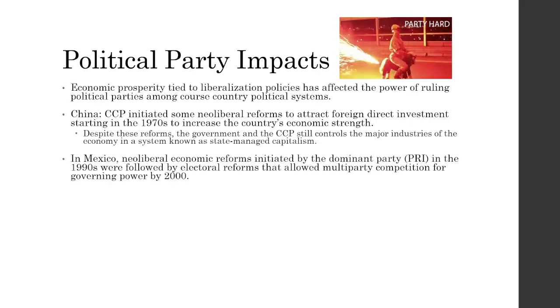In Mexico, neoliberal economic reforms were initiated by the dominant party in the 90s, the PRI, the Revolutionary Party. I think it's the Institutional Revolutionary Party, something like that. But these were followed by electoral reforms that allowed multi-party competition for governing power by the 2000s.